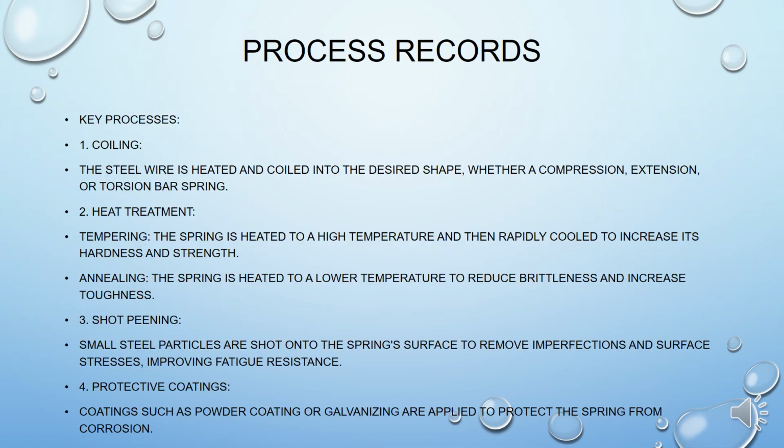Process records. Key processes: 1. Coiling. The steel wire is heated and coiled into the desired shape, whether a compression, extension, or torsion bar spring. 2. Heat treatment.